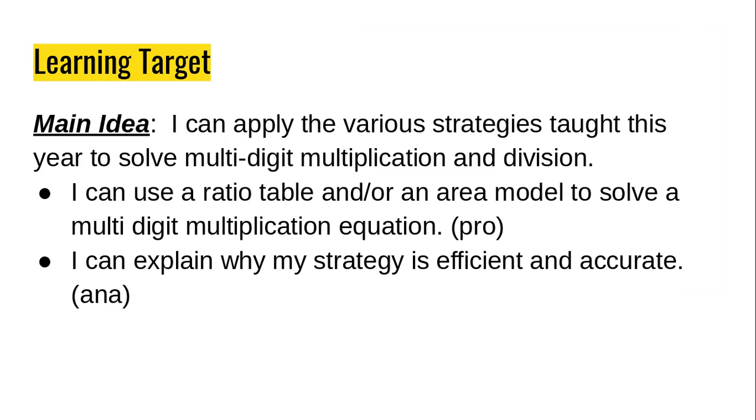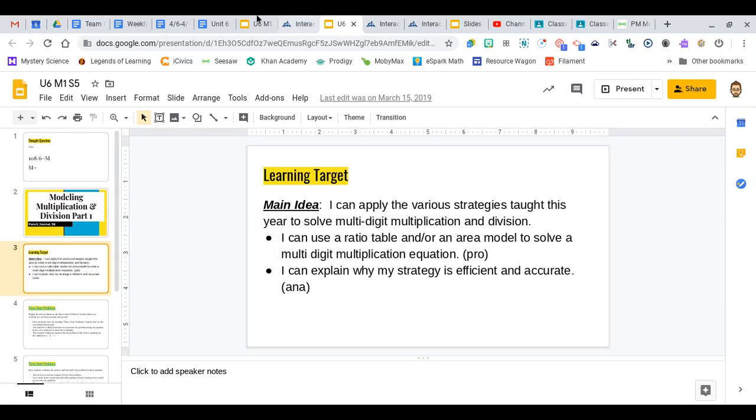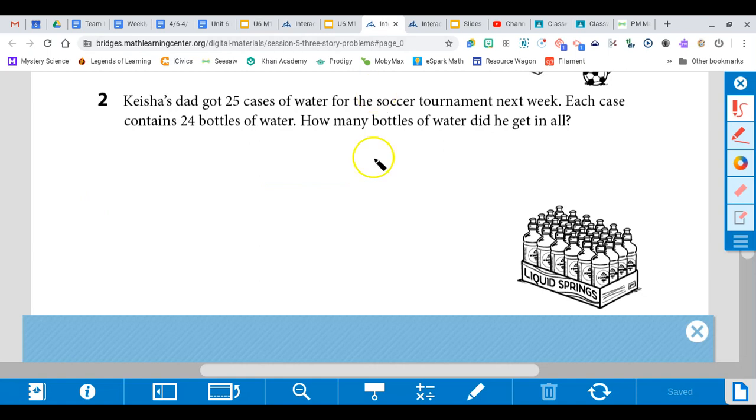In the first problem, I'm going to share the area model method. And in the second problem, I'm going to share how to solve it using a ratio table. So let's jump right in and look at the first problem. Keisha's dad got 25 cases of water for the soccer tournament next week. Each case contains 24 bottles of water. How many bottles of water did he get in all?